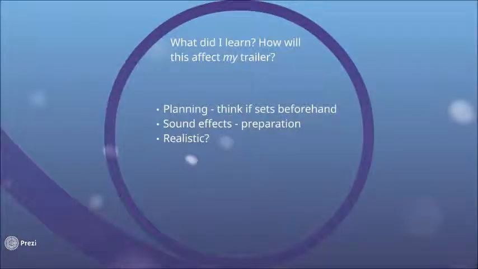So what did I learn and how will this affect my trailer? So planning, obviously think about the sets beforehand and the lighting and the camera shots and angles, creating storyboards. We need to do a lot of research and planning before we go into the trailer. Sound effects preparation, so I could go onto freesound.com or try and find any other websites that have uncopyrighted sound effects and music, and from this just pretty much base the clip around the sound effects so it matches well. And just overall think, is it realistic enough? Is the lighting realistic? Are the shots realistic? Do we have the right mise-en-scène elements to our trailer?